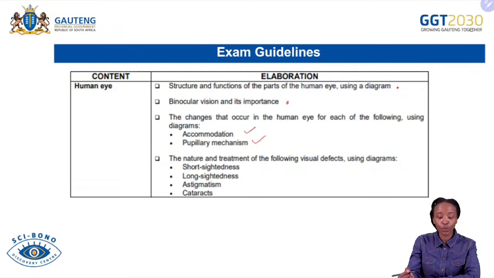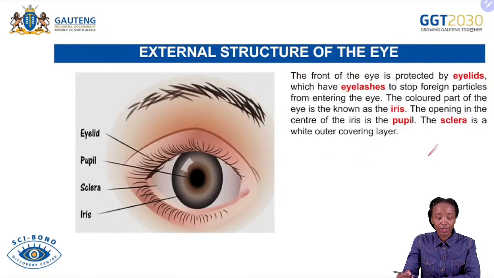So we're going to start with the structure of the eye. Just note the first point is that we're looking at the structure, we're looking at the function of the parts of the eye using a diagram. So it is important that when you study this part at home, you make use of the diagram. So let's look at the external structure of the eye first.